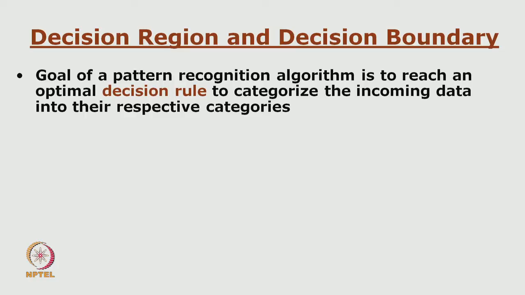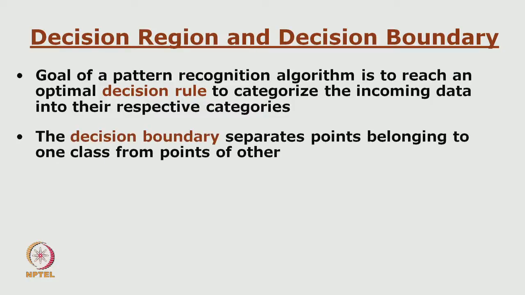Remember, the goal of a pattern recognition algorithm is to actually find an optimal decision rule to categorize the incoming data into their respective categories. This is a very generic statement I am making about pattern recognition. One of the decision rules which you are going to exploit is the Bayes decision rule based on Bayes theorem, which you have already heard from Professor Murthy. So, based on that Bayes decision rule, when we categorize samples into different classes or categories, how does this distance based on the probability density function of a Gaussian or a multivariate Gaussian distribution play an important role? And from that point of view, what are decision regions and decision boundaries? We will define those terms first, and then we will see the mathematical expressions which will clarify your doubt about these two techniques.